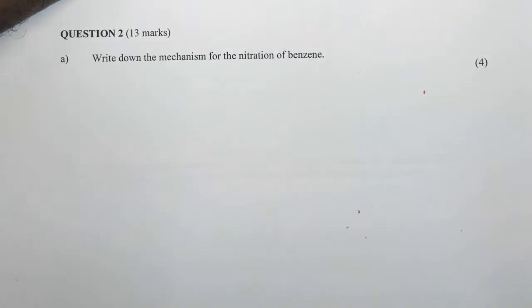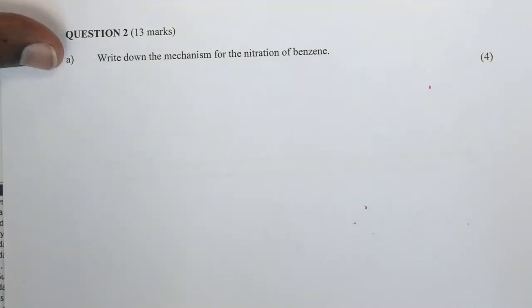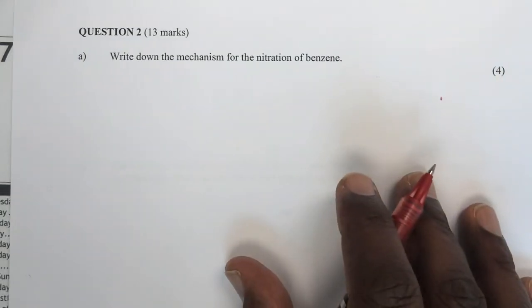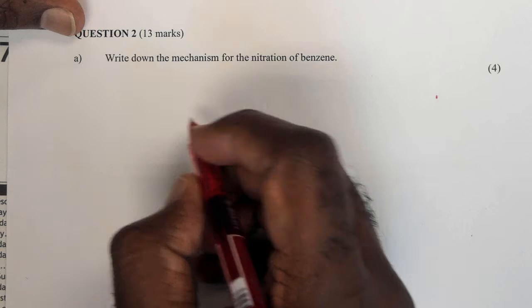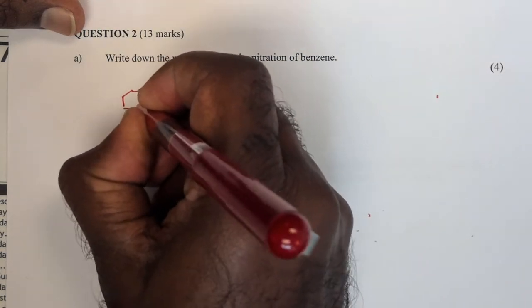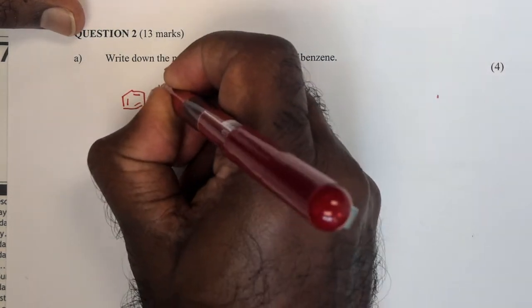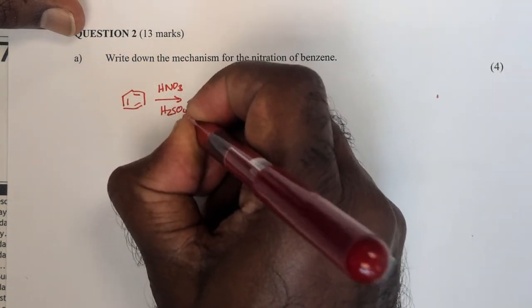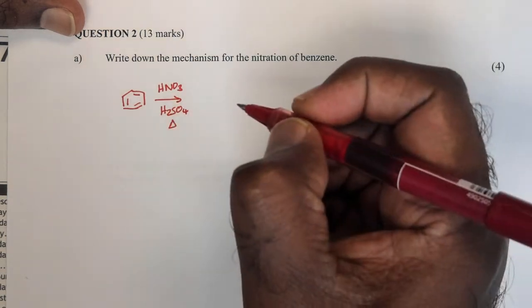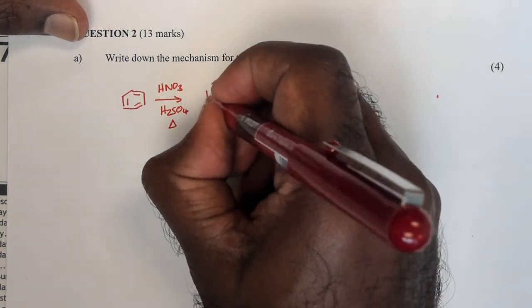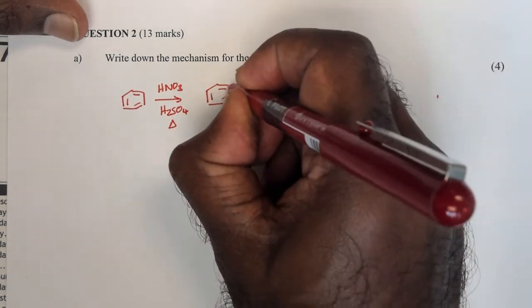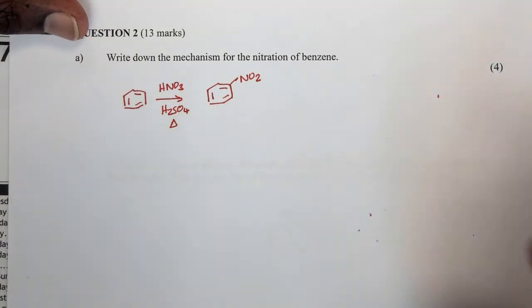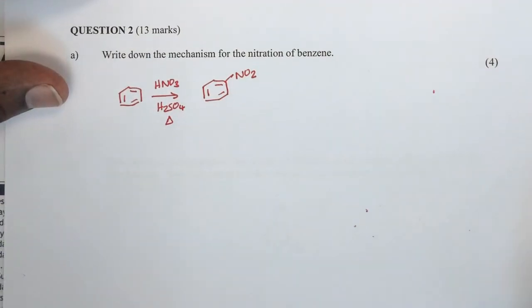So the first question that I have here is how to write down the mechanism for the nitration of benzene. And before I actually tackle this question, it would be good to know what the reaction of the nitration of benzene is. In benzene, we use nitric acid and sulfuric acid together with heat. And the result of that is putting a nitro group on the benzene ring. So the mechanism will show us how this exactly happens.